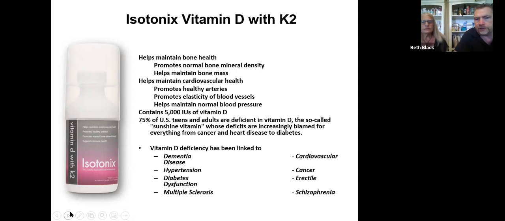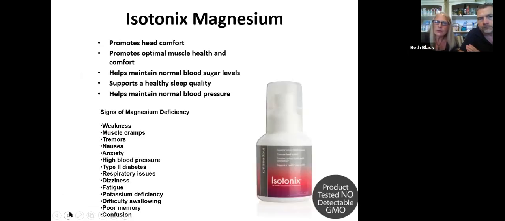But vitamin D deficiency is linked to many things that we're seeing prevalence of: dementia, hypertension, cardiovascular disease, erectile dysfunction, multiple sclerosis, schizophrenia, cancer. A lot of things that people are looking for reasons for. Not saying it is vitamin D deficiency, but they're finding in people with these conditions, most of them are severely deficient in vitamin D. And this tastes yummy. And all of these can be mixed together.